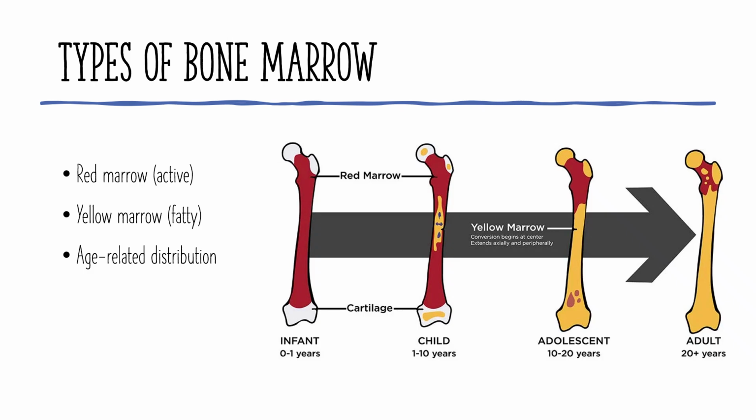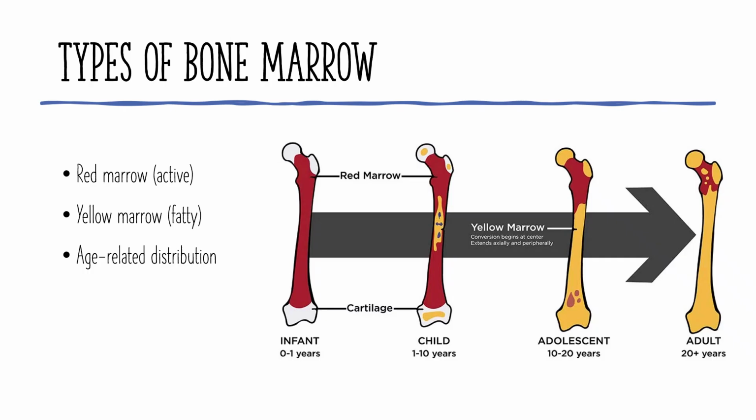Here's where age becomes important. Infants are almost entirely red marrow because rapid growth requires massive blood cell production. As we age, portions of marrow convert to yellow marrow, beginning centrally and moving outward. So adults normally have a mix. And this matters diagnostically because cellularity expectations change with age. A marrow that looks hypocellular in a child might be normal in an older adult. Conversely, a hypercellular marrow in an elderly patient may signal disease.